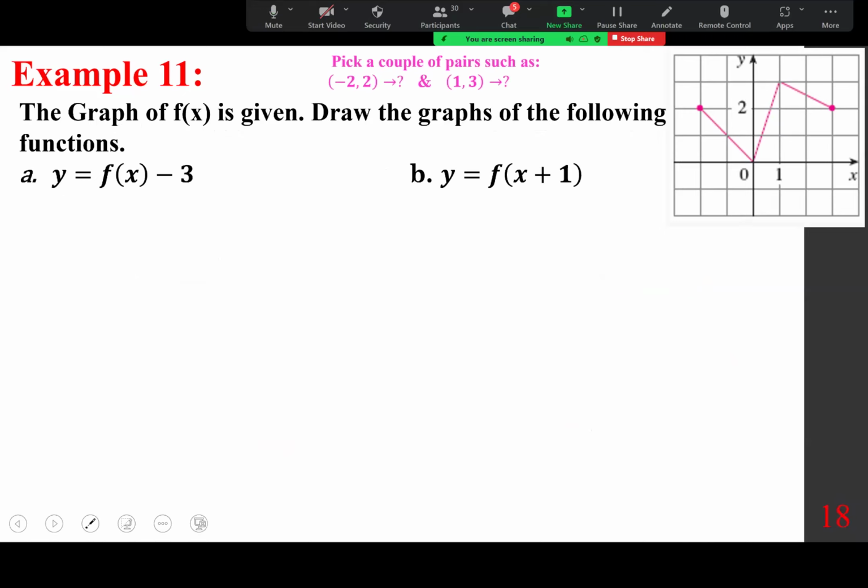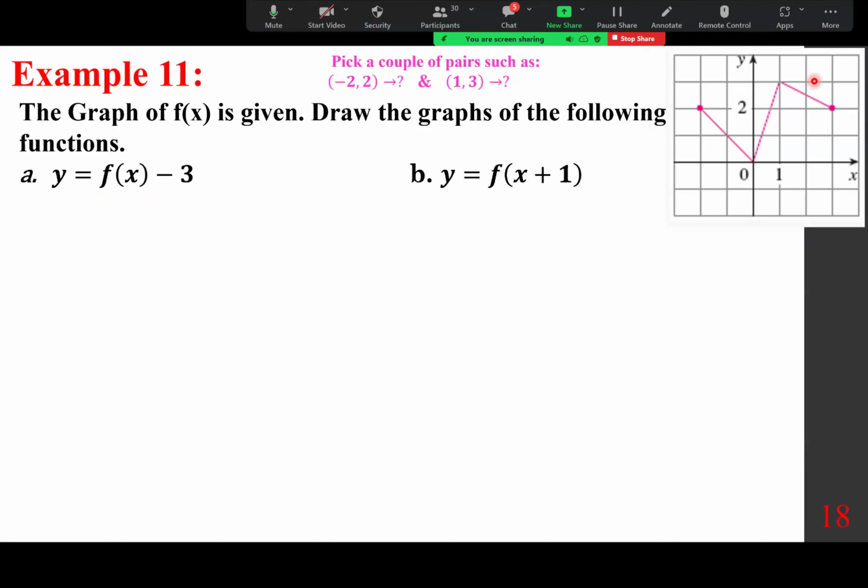The graph of f of x is given. Draw the graph of the following functions: y equals f of x minus 3, y equals f of x plus 1. So the best course of action is you have really 3 line segments. And for every line, you need just a couple of points. Okay, so you can pick 2 points, 3 points, whatever. So pick up some points and rewrite them.